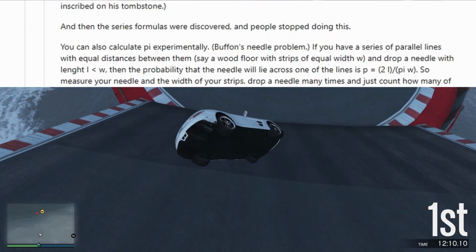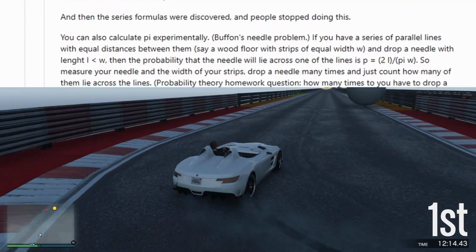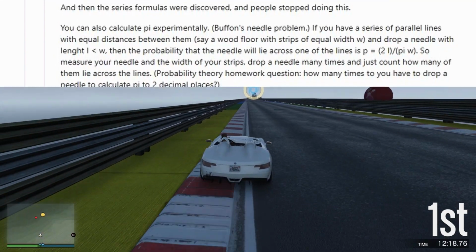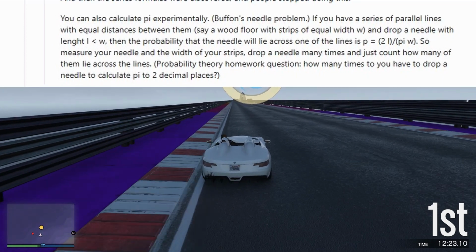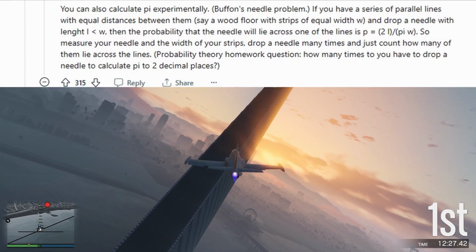then the probability that the needle will lie across one of the lines is P = 2L/(πW). So measure your needle and the width of your strips, drop a needle many times and just count how many of them lie across the lines. Probability theory homework question: how many times do you have to drop a needle to calculate pi to 2 decimal places?